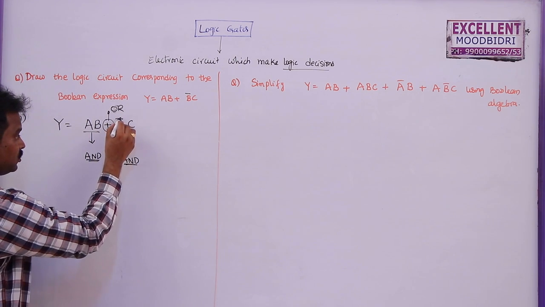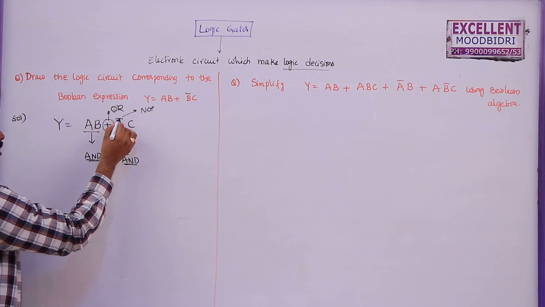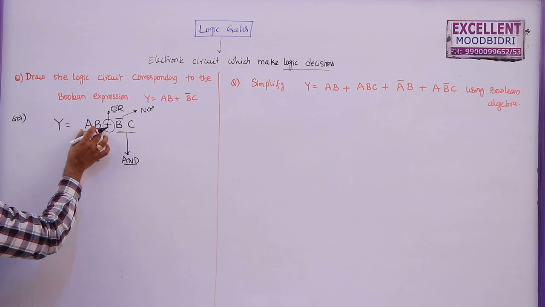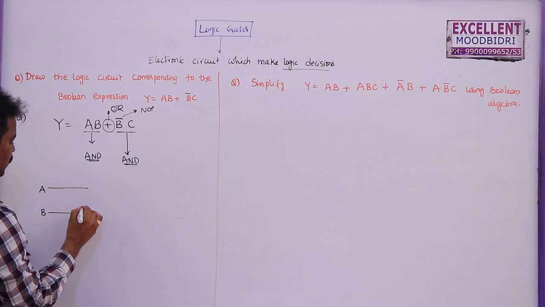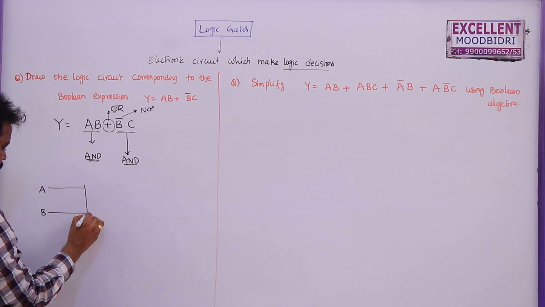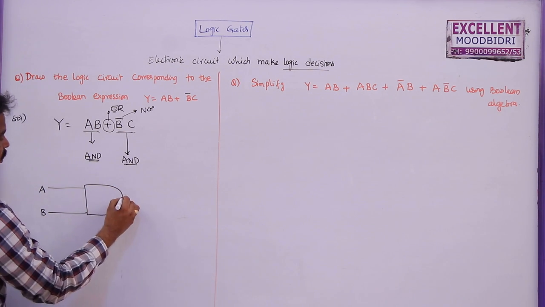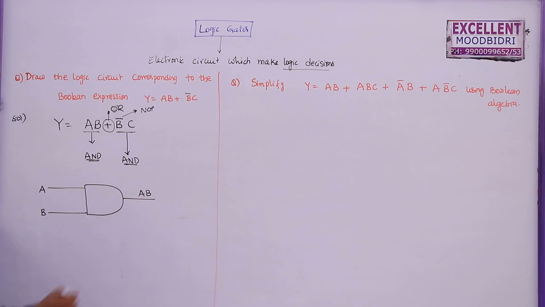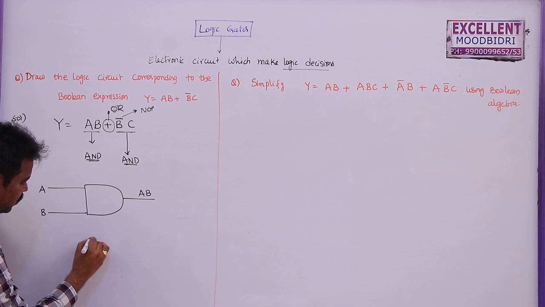Now to generate this b bar we need one more NOT gate also. Now first to find this product, so this is a, this is b. So from this we can write it as an AND gate. So I am drawing like this. This is an AND gate here. So what is the output here? This will be a into b, or simply ab. Now we need another AND gate here.